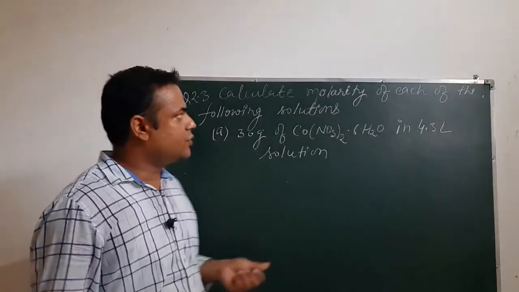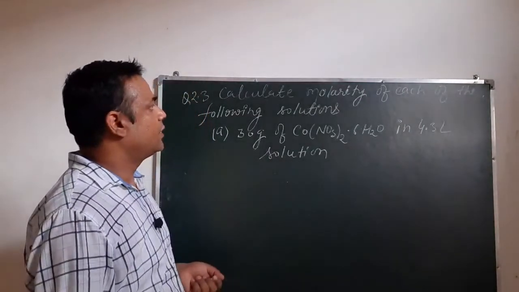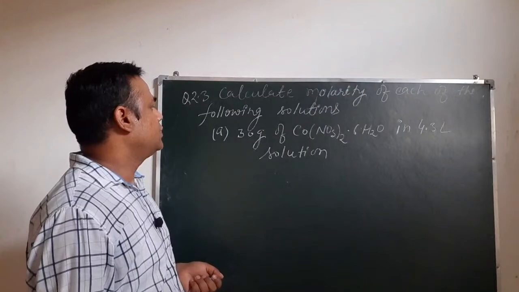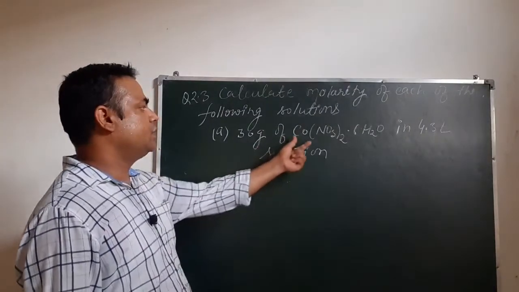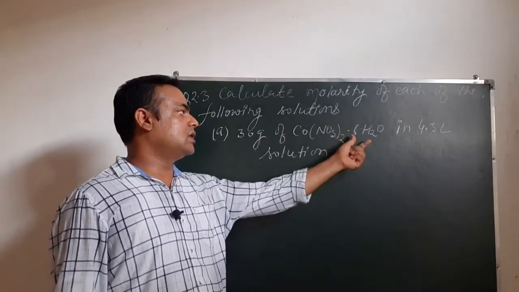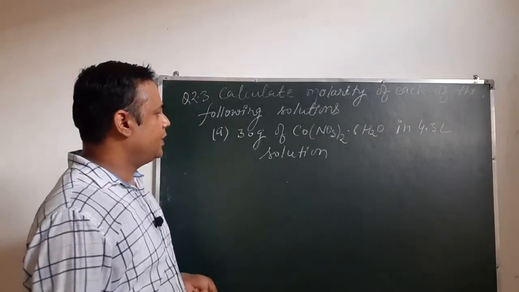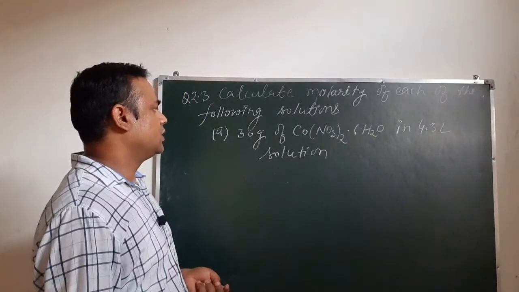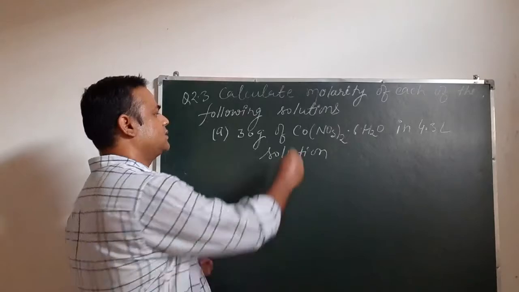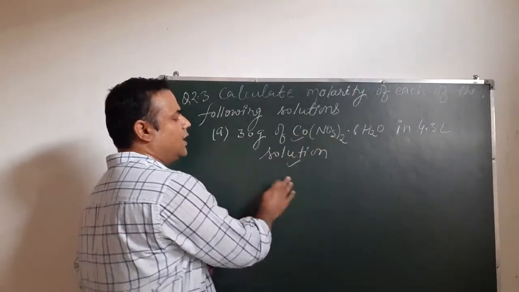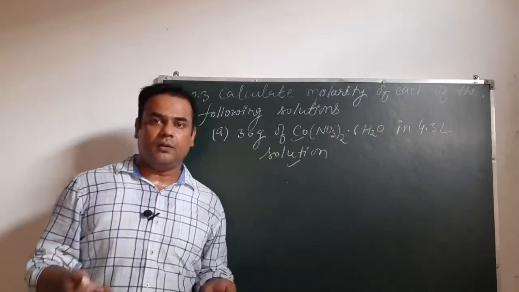So here is the next question. In this question, you have to calculate the molarity of each of the following solutions. 30 gram of Co(NO3)2·6H2O is dissolved in 4.3 liter solution. We have mass and we have volume of solution. Then we have to determine molarity of solution.